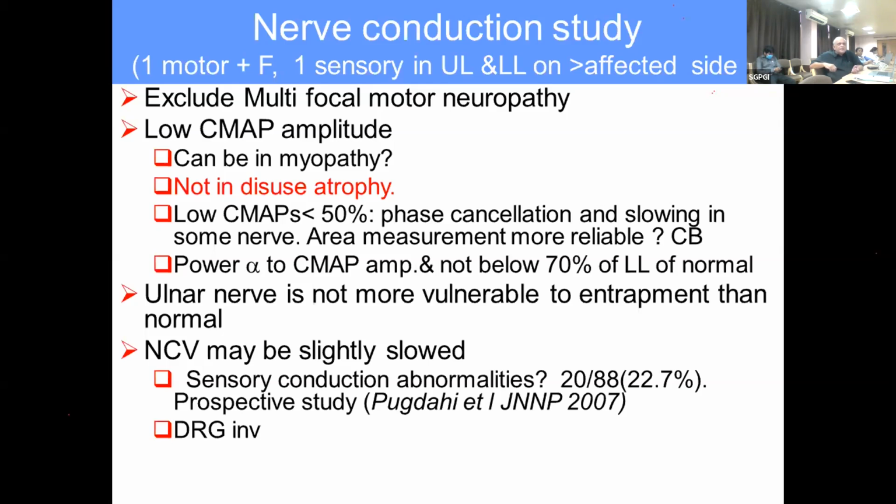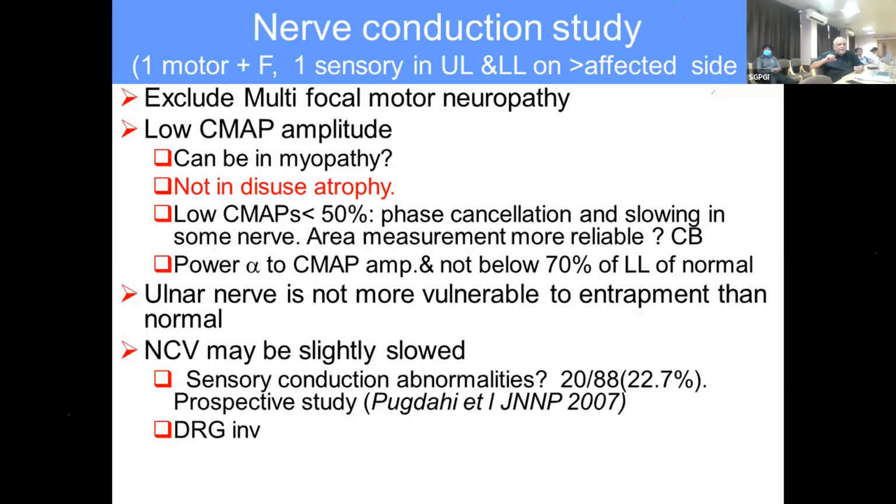Low CMAP, less than 50%, may be because of phase cancellation and slowing in the same nerve, and the area measurement people think is more important. The problem has been discussed with conduction block. Then power is proportional to CMAP. If there is a very weak muscle, CMAP will be smaller. In mildly affected cases, CMAP may be a little bigger. So we must remember that the amplitude of CMAP is proportional to the power.